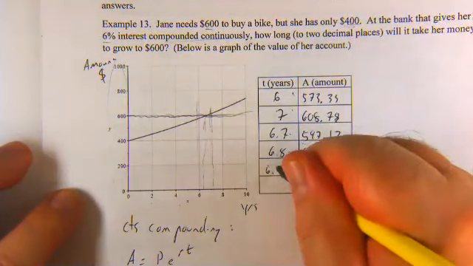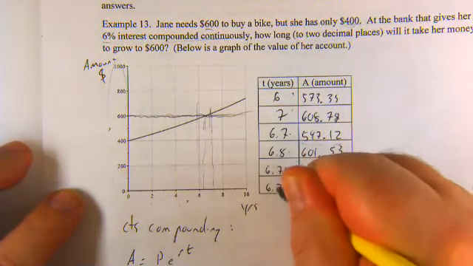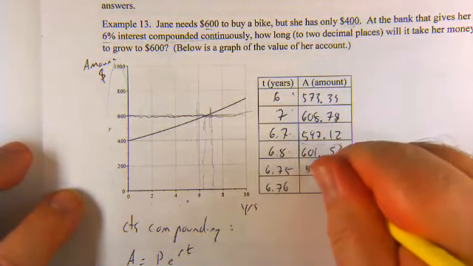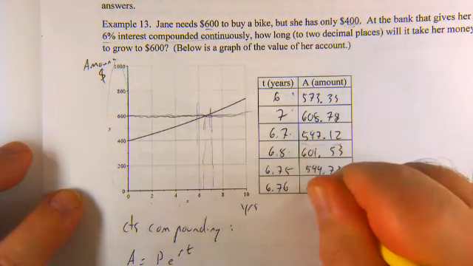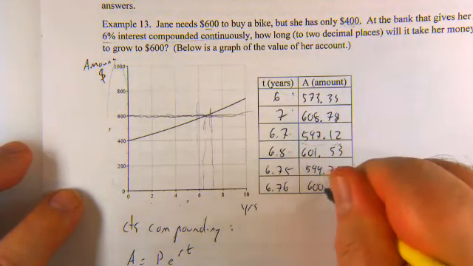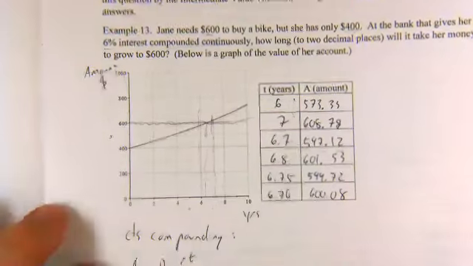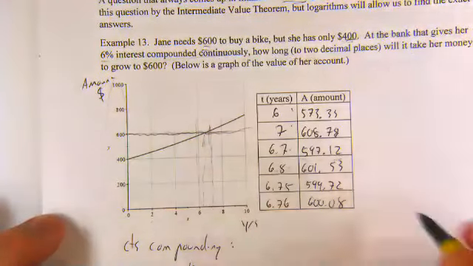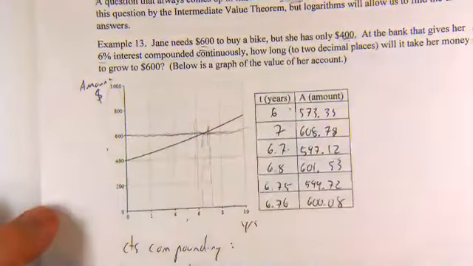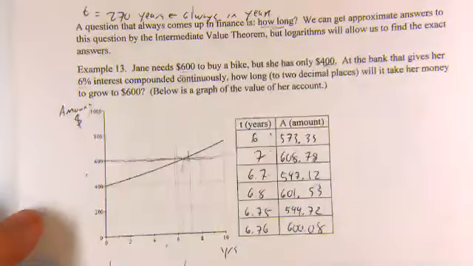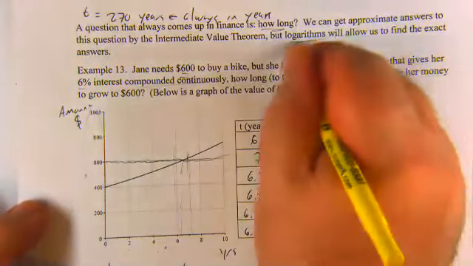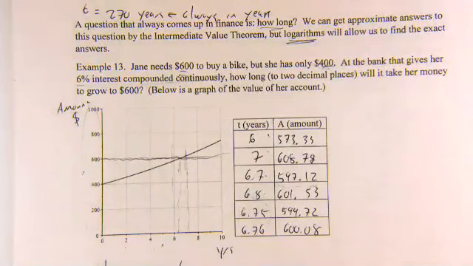So you can narrow it down a little bit further, and it's somewhere between 6.75 and 6.76 years. So about 6 3/4 years will take for money to go from 400 to 600. This is approximate. We want to be able to find the exact answer, and logarithms are the tool that lets us answer these sorts of questions. Okay, so we'll start with that in a second.